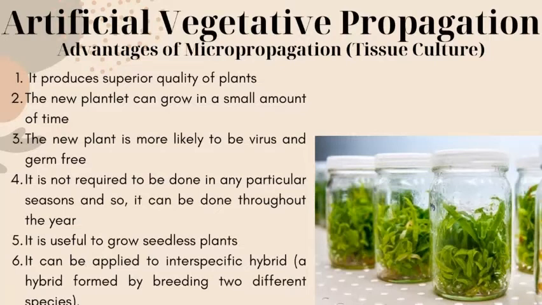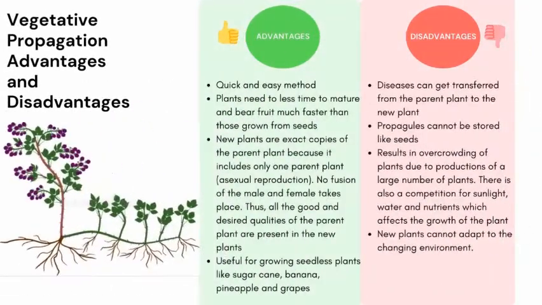Here are some advantages and disadvantages of vegetative propagation. The advantages are that it is a quick and easy method. Plants need less time to mature and bear fruit much faster than those grown from seeds. New plants are exact copies of the parent plant because it includes only one parent plant, asexual reproduction. No fusion of the male and female takes place. Thus, all the good and desired qualities of the parent plant are present in the new plants. Useful for growing seedless plants like sugarcane, banana, pineapple and grapes.